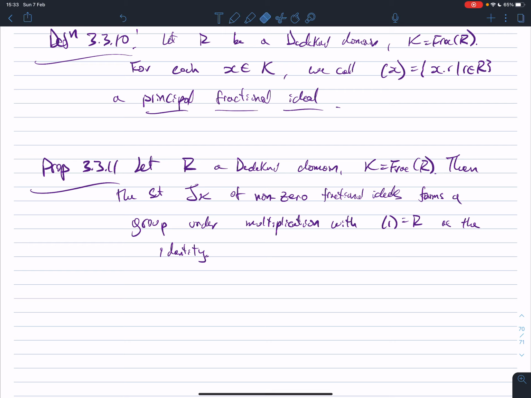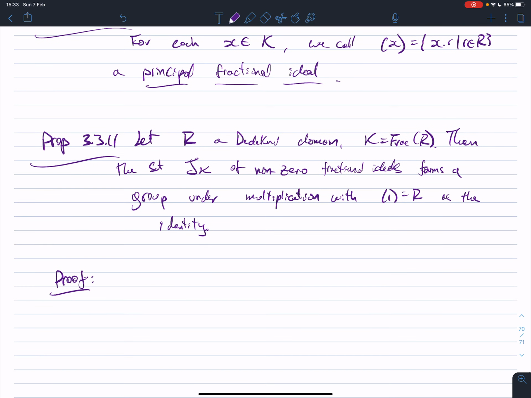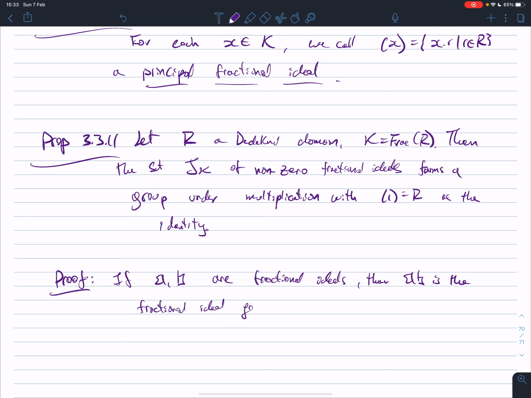And this proof isn't hard. Well, it's not too long. So let me just note that if A and B are fractional ideals, then their product, A times B, is the fractional ideal generated by the product of elements.